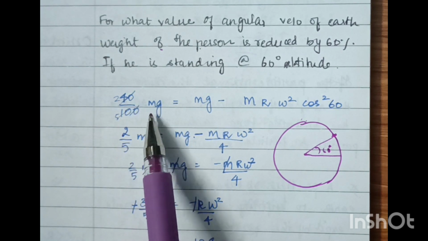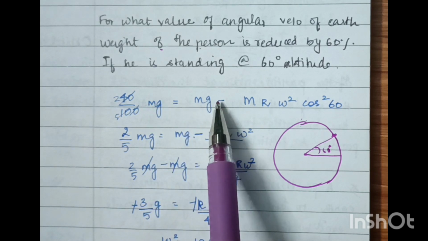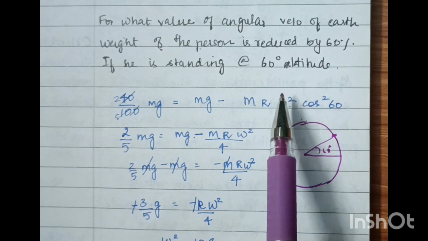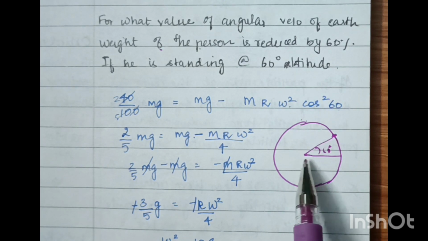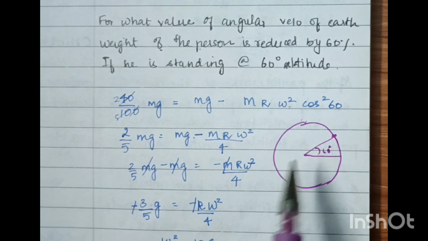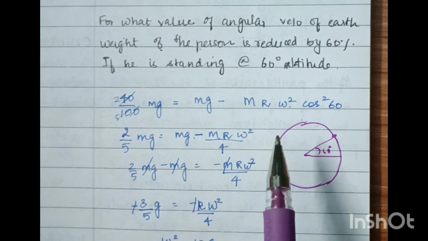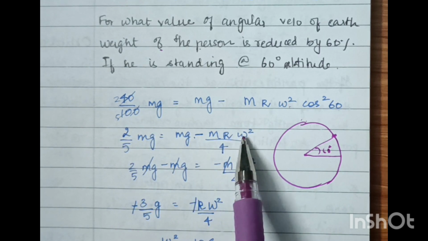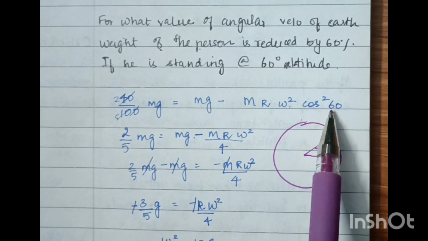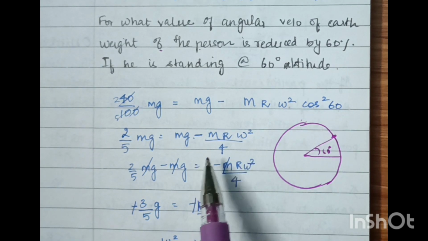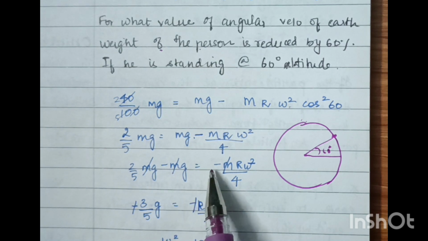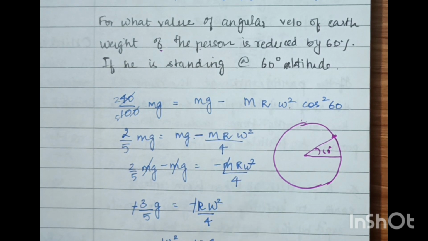So 40 by 100 of mg equals mg minus m r omega square cos square 60. What angle do we have to take? The angle made with the horizontal line, the equatorial line, so that is 60 degrees, as given in the question. So 2 by 5 mg equals mg minus m r omega square by 4, because cos square 60 is 1 by 4, 1 by 2 into 1 by 2. So 2 by 5 mg minus mg equals minus m r omega square by 4.